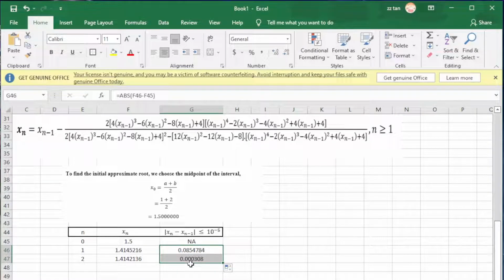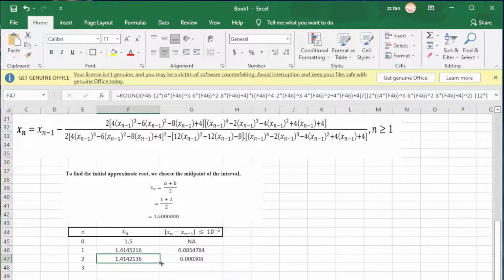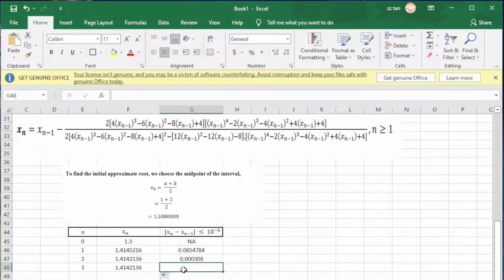Okay, so this is not meeting the 10 to the power of negative 5. Since we don't meet our stopping criteria, we continue to another iteration. So this one we drag down. Okay, so our root is, we found that the third iteration is the same as the second one, so this is 0.